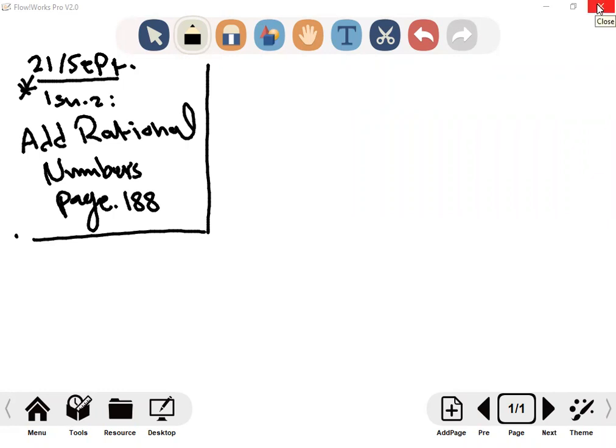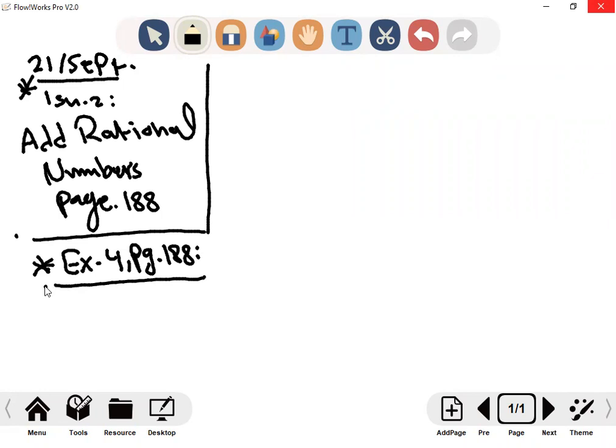Okay. Let's start with example four, page 188. The question said, find 1 and 3/4 plus, between parentheses, minus 1/6. Now, yesterday we said that we did mixed numbers and fractions in the previous year, but here we have negative fractions or negative mixed numbers.